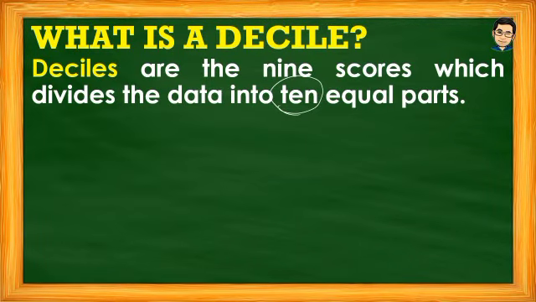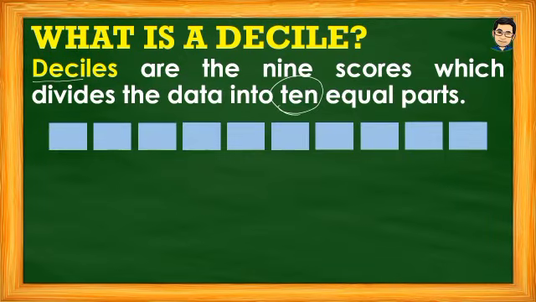And then we have the root word deci. Ayan, deci means 10. Like for example, decade. Decade is equivalent to 10 years. So decagon is a polygon with 10 sides. So let's have its illustration. Okay, so yung data natin, hinahati siya into 10 equal parts.